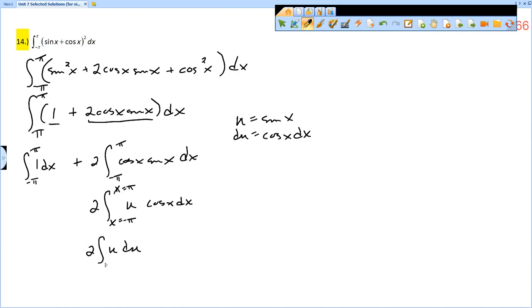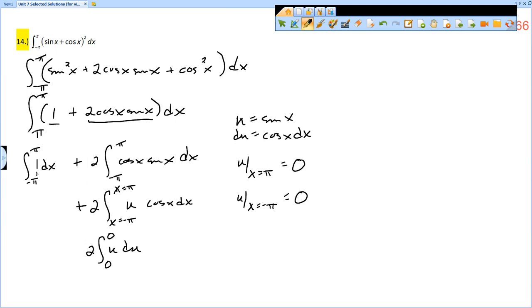And from x equals, well, what is u when x equals pi? Sine of pi is 0. What is u when x equals negative pi? Sine of negative pi is also 0. So this is going to become the integral from 0 to 0.